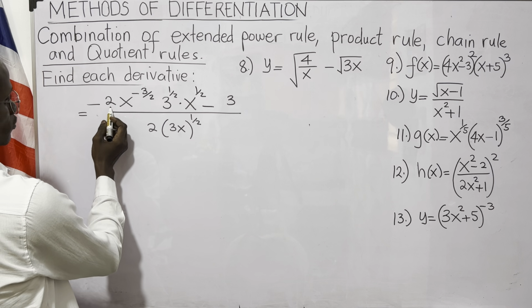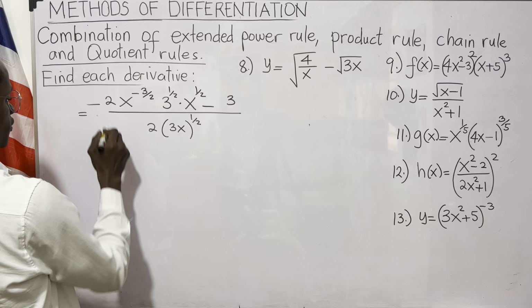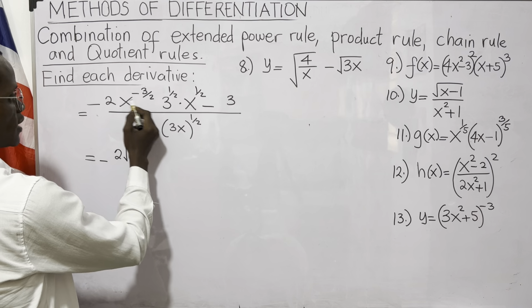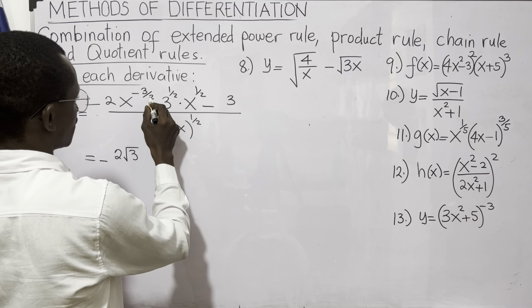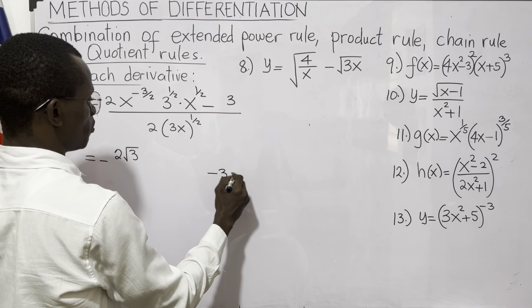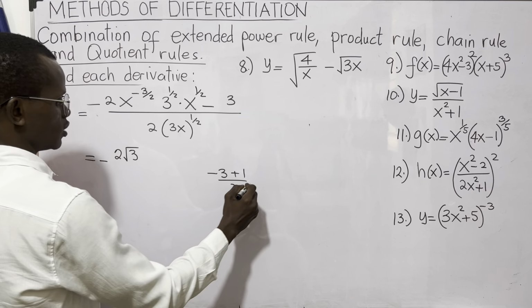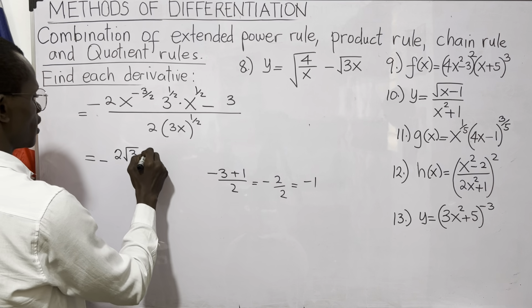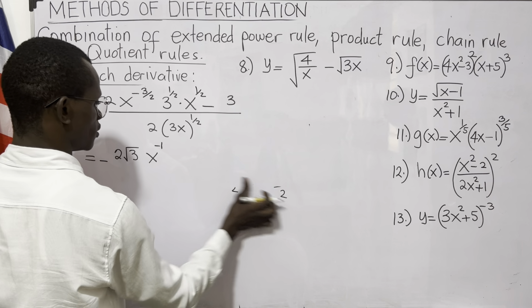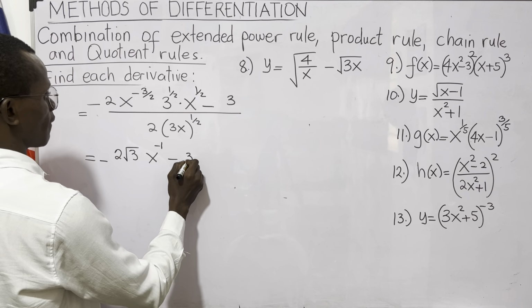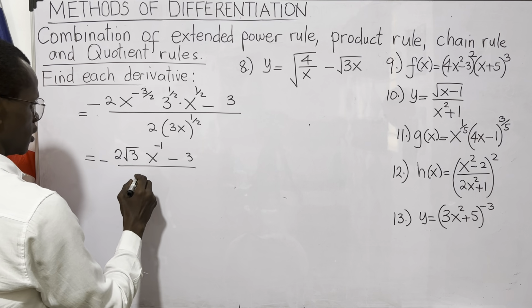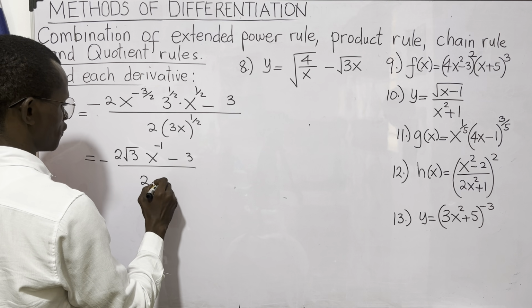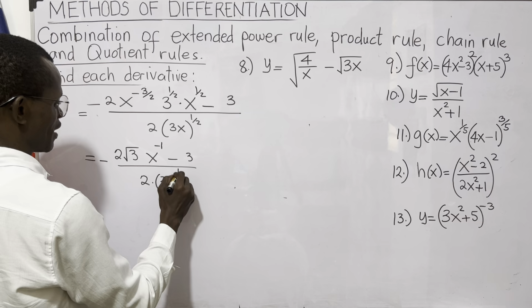So what else? We have this coming on this side, minus 2 the root of 3. So this x and this x, the bases are the same. You add the powers. So it's minus 3 plus 1 all over 2. This gives us minus 2, so it's just minus 1. So it's x raised to the power minus 1. And then minus 3 all over 2 times the root of, let's keep it, 3x raised to the power half.